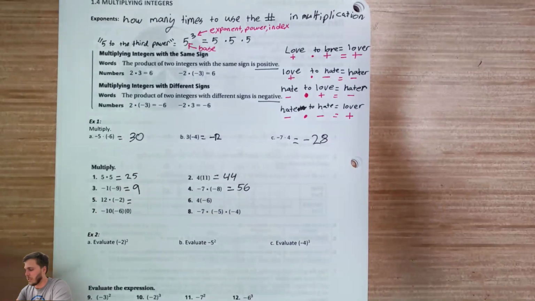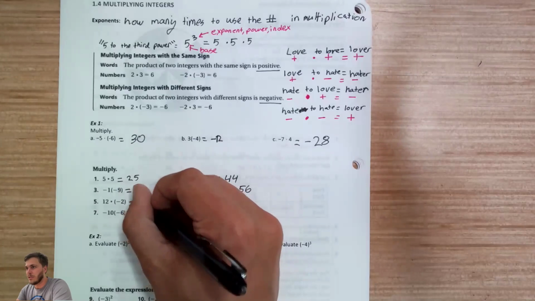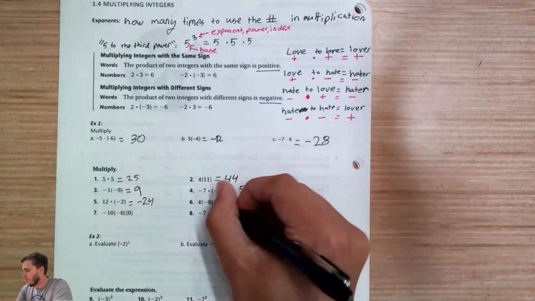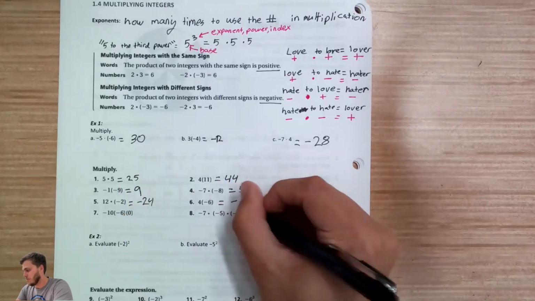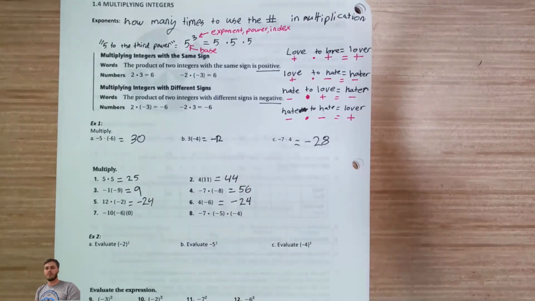Two different numbers, two different signs here. Okay. So that gives us -24. 4 times -6, two different numbers. So negative, and 4 times 6 is 24. So -24.